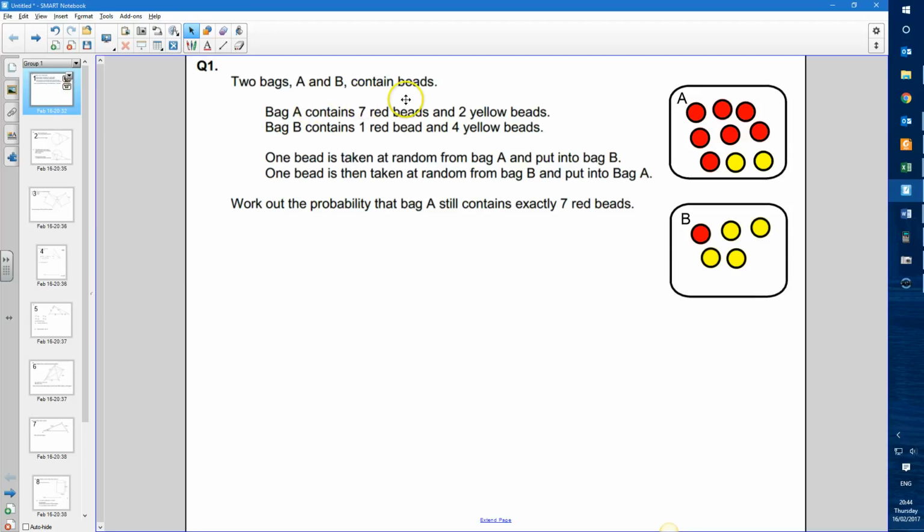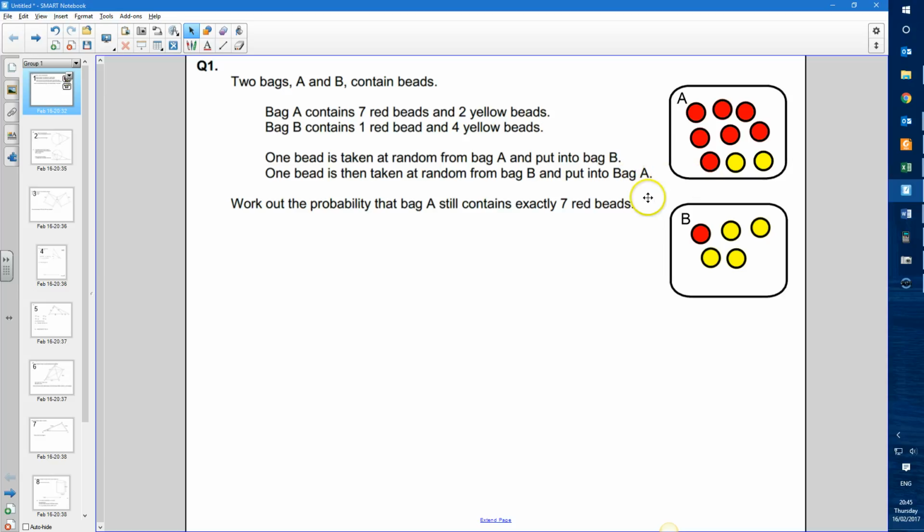Two bags A and B contain beads. Bag A contains 7 red beads and 2 yellow beads. Bag B contains 1 red bead and 4 yellow beads. One bead is taken at random from bag A and put into bag B. One bead is then taken at random from bag B and put into bag A. We need to work out the probability that bag A still contains exactly 7 red beads.